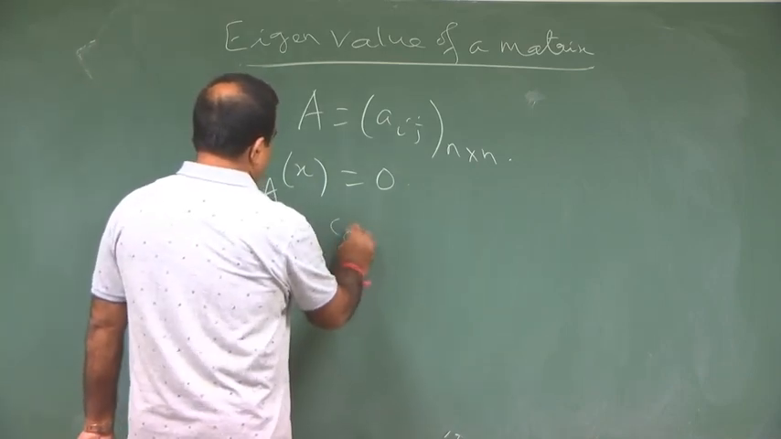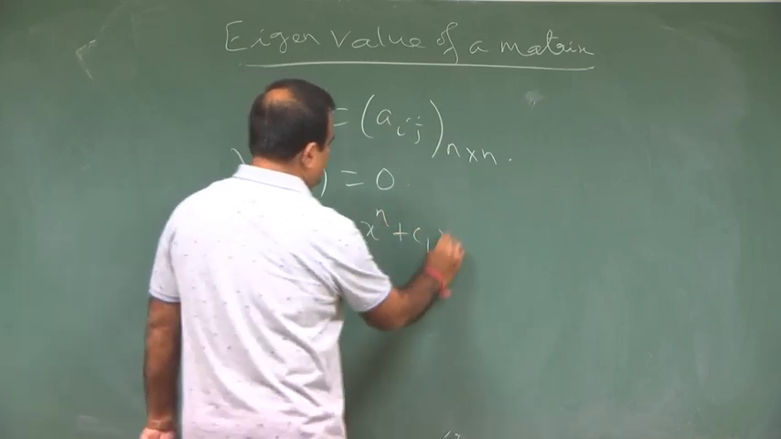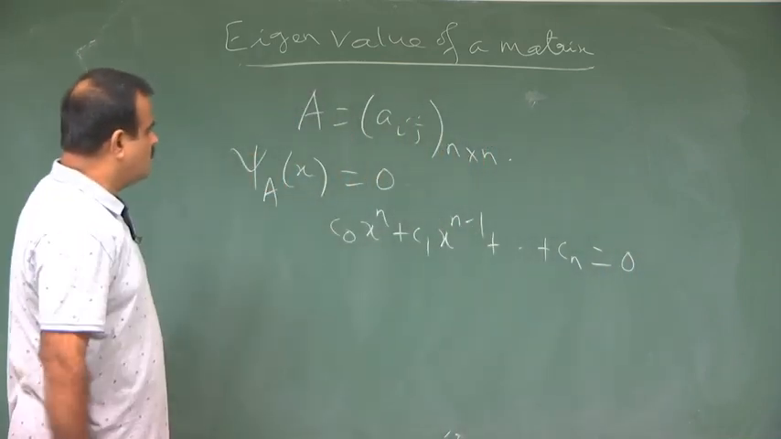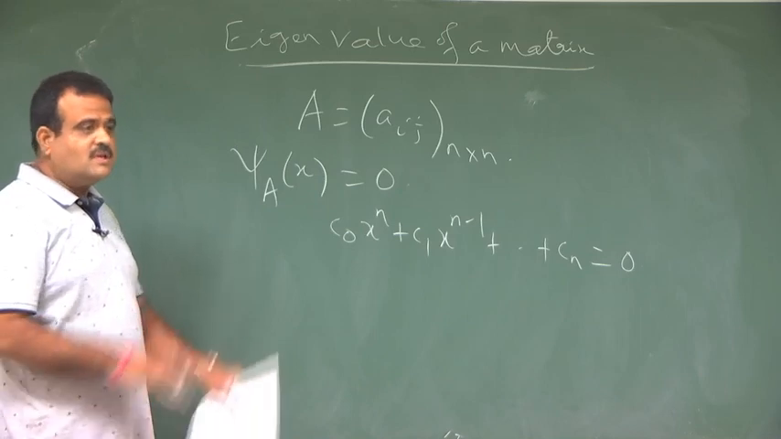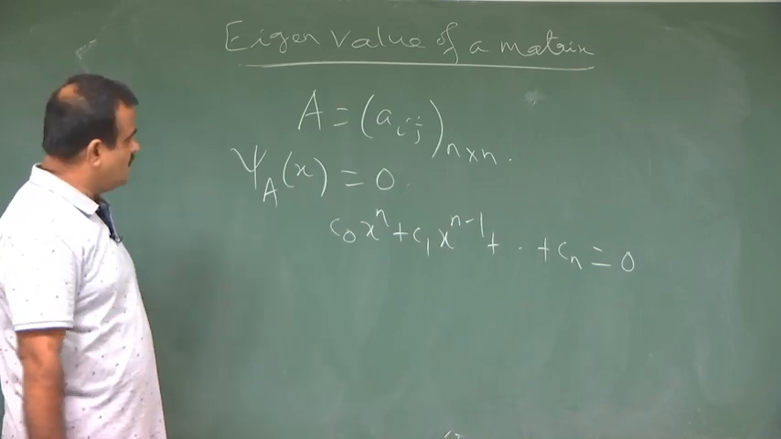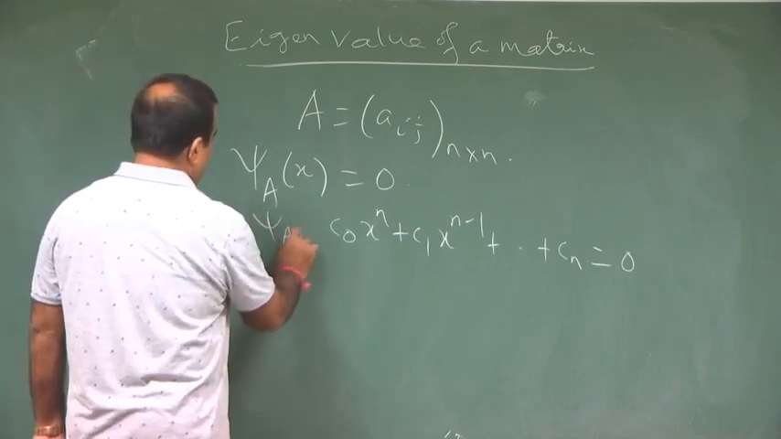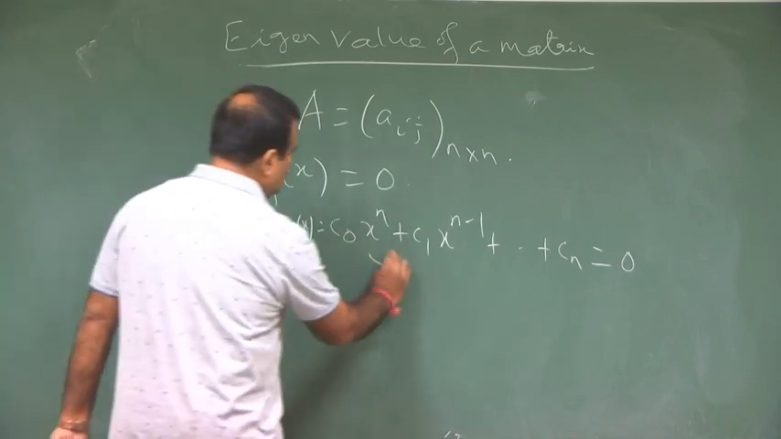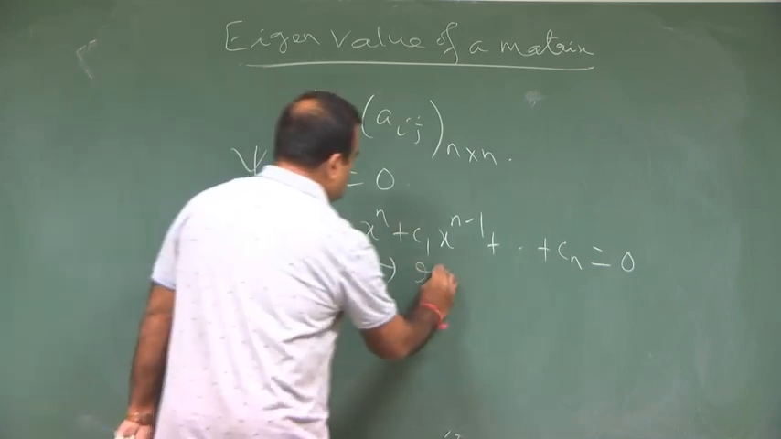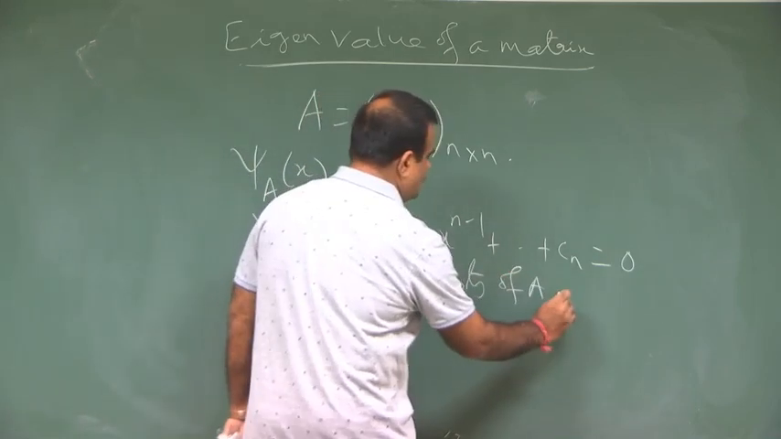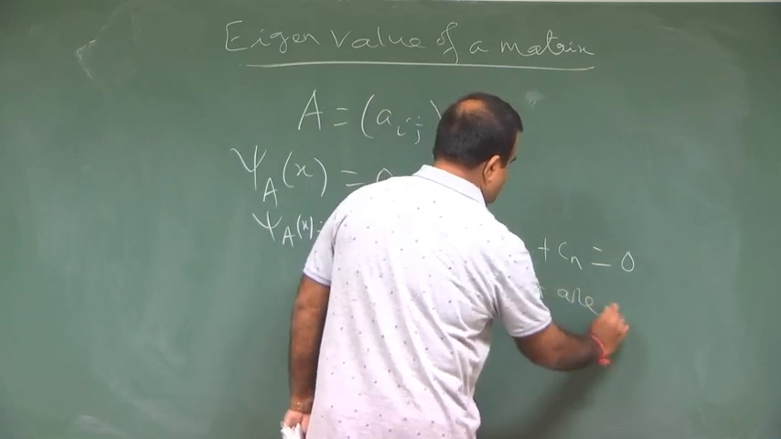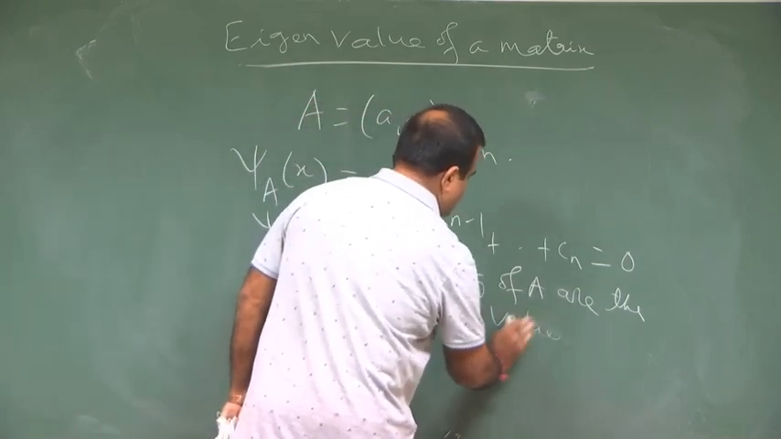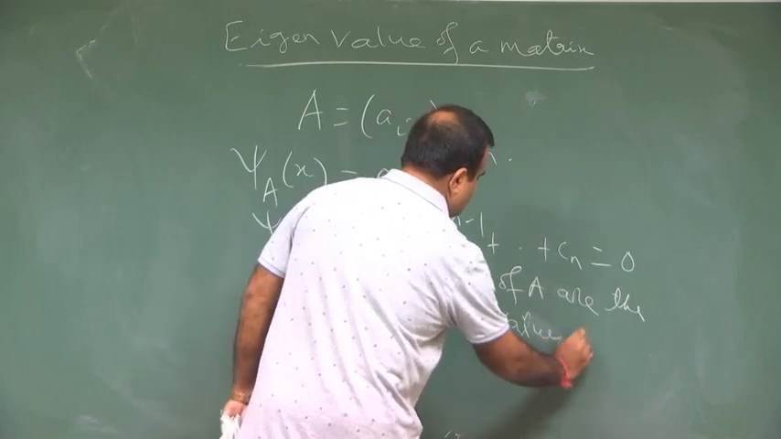So, this is c 0 x to the power n plus c 1 x to the power n minus 1 dot dot dot plus c n equal to 0. So, this is the n degree equation. It has n roots, maybe some roots are equal, if multiplicity is there. This is our phi A of x. Okay. Now, the roots of this are basically the eigenvalues of this matrix. Roots of phi A are the eigenvalues of A.